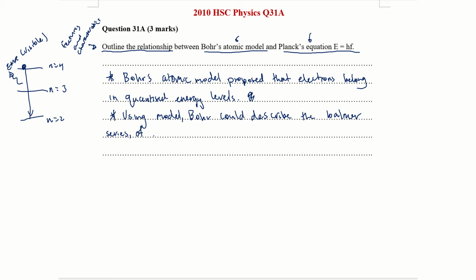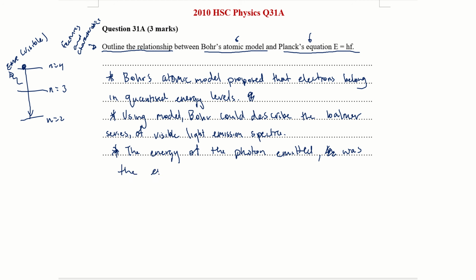Okay, so using the model, Bohr could describe the Balmer series of visible light emission spectra. And what we can say is that the energy of the photon emitted was the energy difference between our two energy shells.